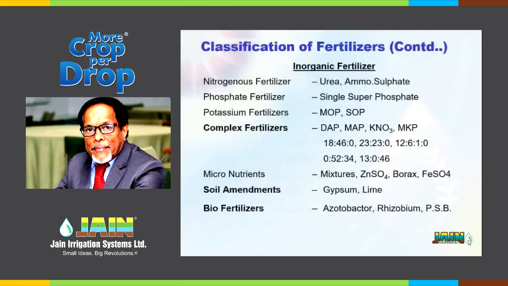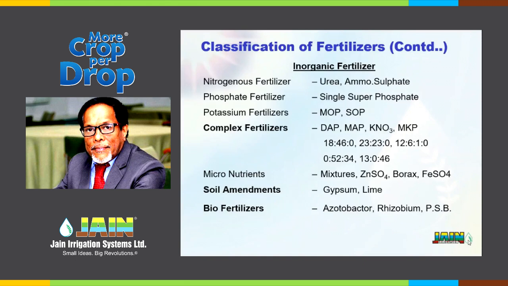Now we classify: we have nitrogenous fertilizers, urea, ammonium sulfate; phosphatic, single superphosphate is a well-known fertilizer used in India. You have potassium fertilizers, MOP, muriate of potash, or SOP, sulfate of potash. Then you have a lot of complex fertilizers. These are made complex in the factory, you are not doing it: DAP, diammonium phosphate, monoammonium phosphate, potassium nitrate, monopotassium phosphate. Then you have micronutrients, which come as zinc sulfate, borax, iron sulfate, and all that. Then you have a series of non-fertilizer chemicals added to the soil as soil amendments, like gypsum.